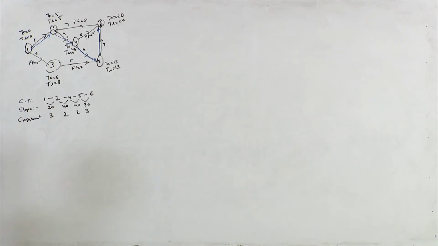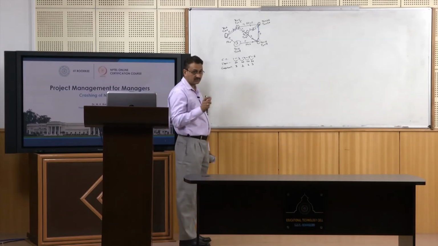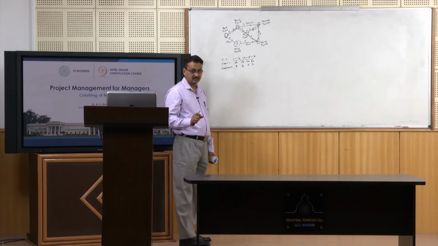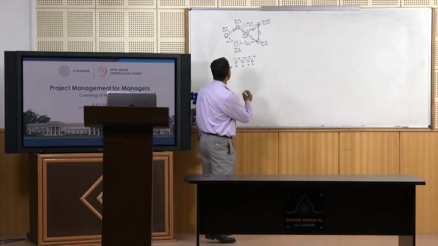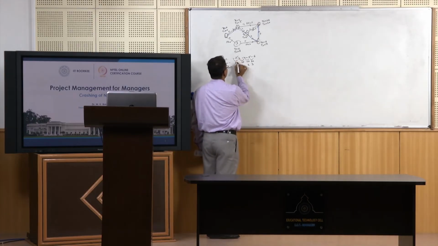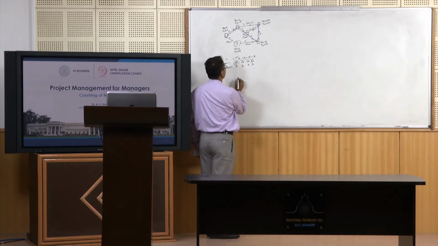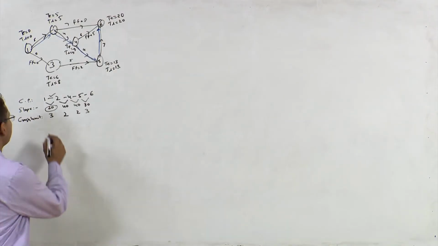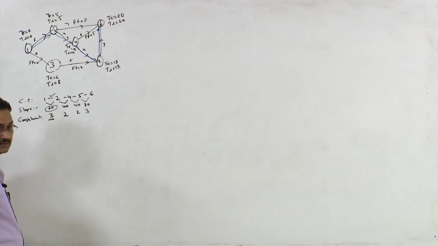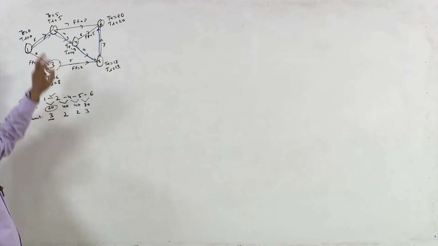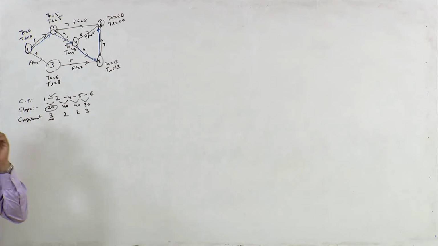Now which activity should be selected for compression? For compression you should select activity 1, 2 which has got least slope and its crash limit is 3, right? So when I say crash limit is 3, you can reduce this duration from 5 to 2, right?